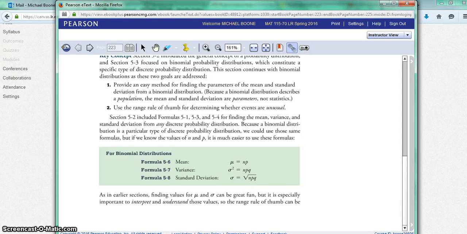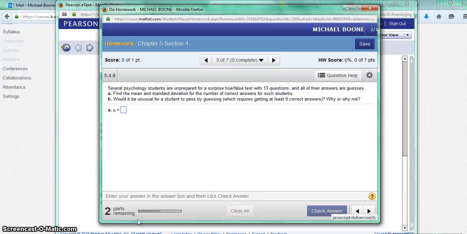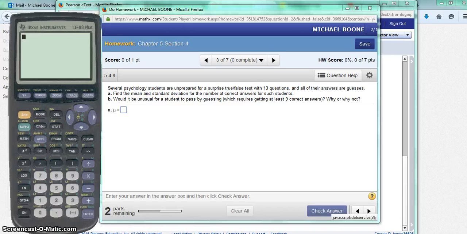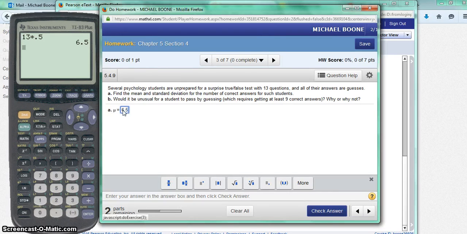So, to do this, the sample size is n, 13, and the probability, if they're guesses, we would think would be a 50% chance. So the mean would be 13 times 50%. So the mean number of questions right would be 6.5.